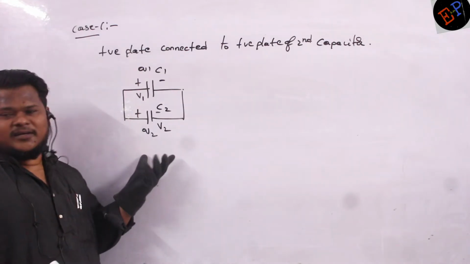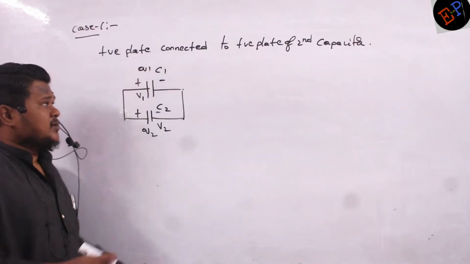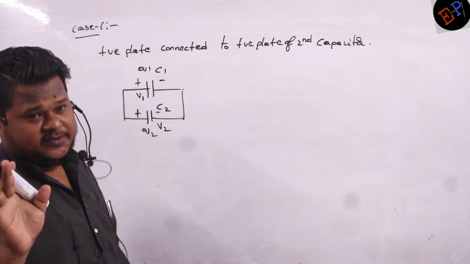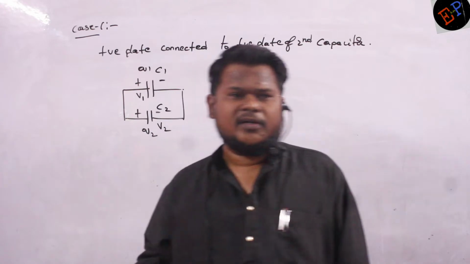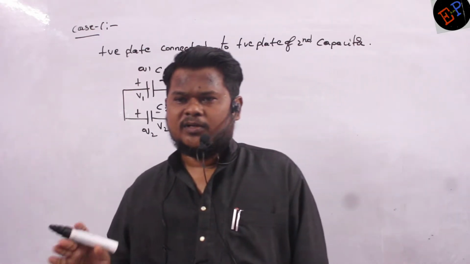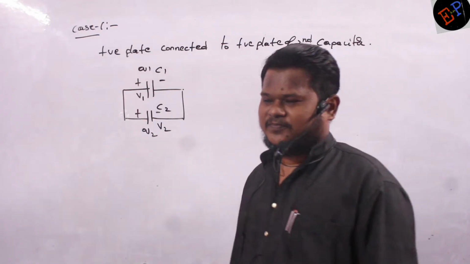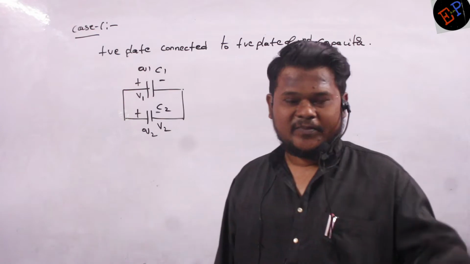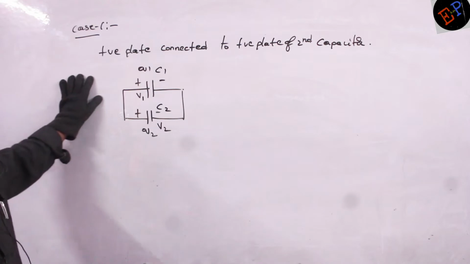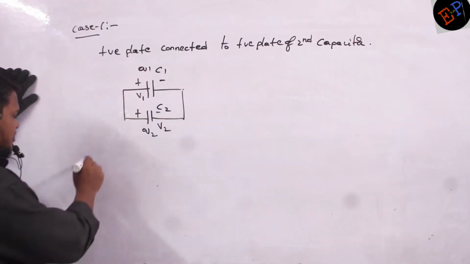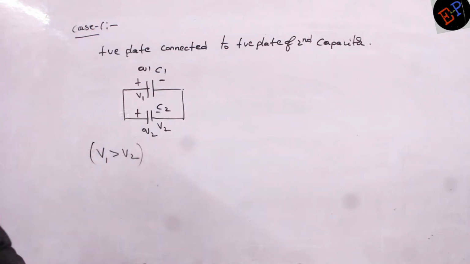We are not connecting any battery here. These are just charged capacitors, both charged to potentials V1 and V2, with charges stored Q1 and Q2. If positive plate is connected to positive plate, what happens? Out of these two potentials, one will be greater than the other. Let us consider V1 is greater than V2. If V1 is greater than V2, what happens?